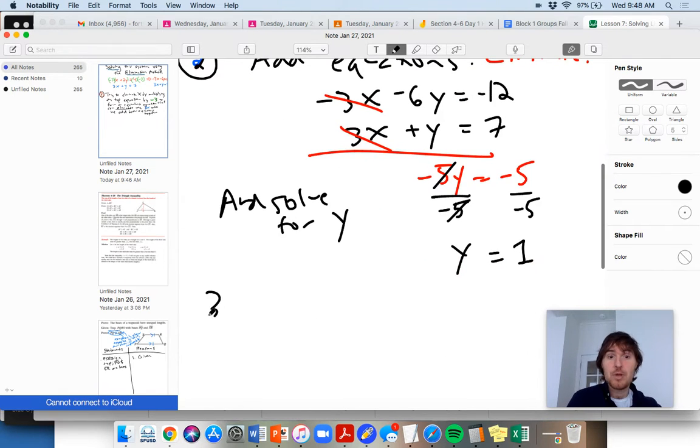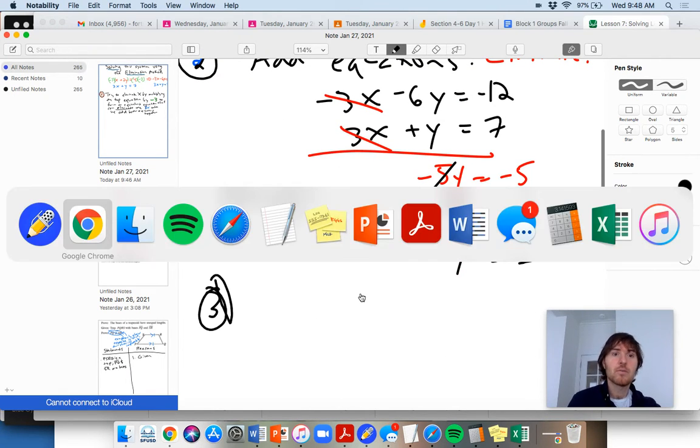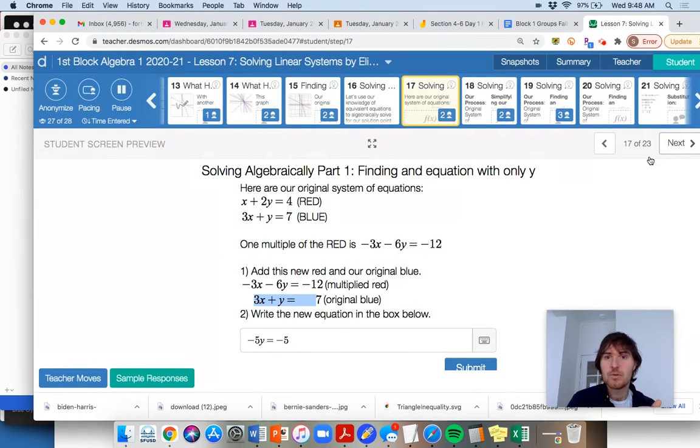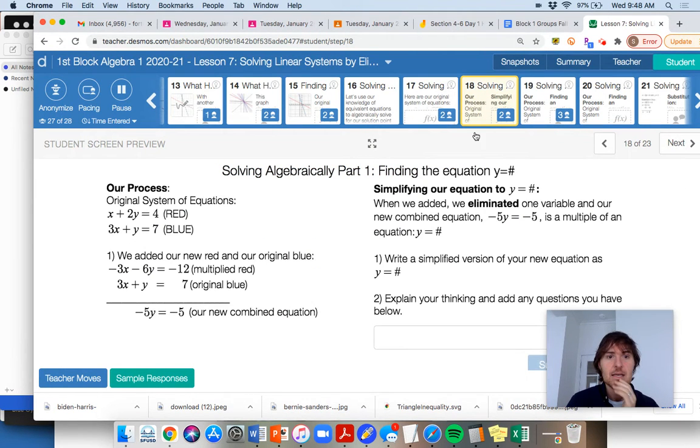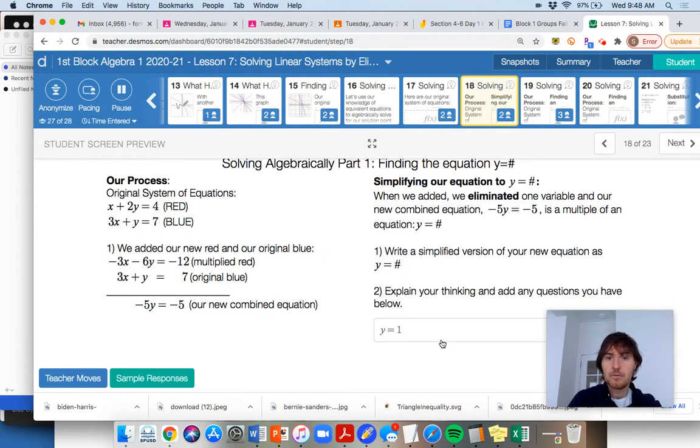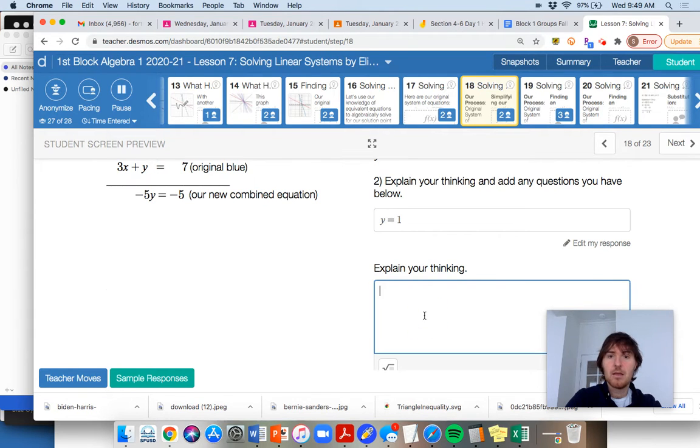Step 3, it looks like they're going to go over that with you in the next slide, which is slide 18. Now that I have this, simplify to get y equals a number. When we eliminated one variable, we get that. Write a simplified version of your new equation. Well, you should just say y equals 1. The idea is you just divided both sides by -5. Okay, so explain your thinking.